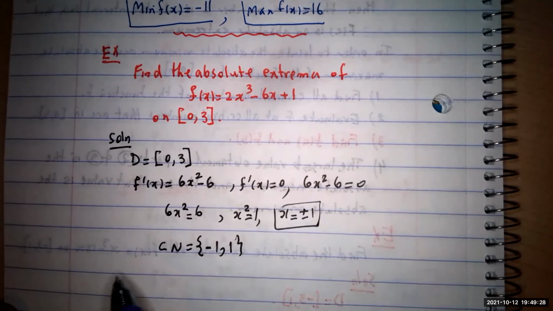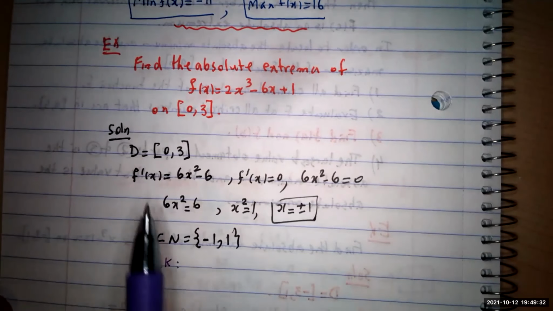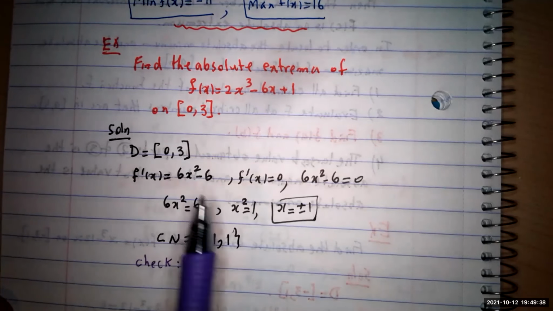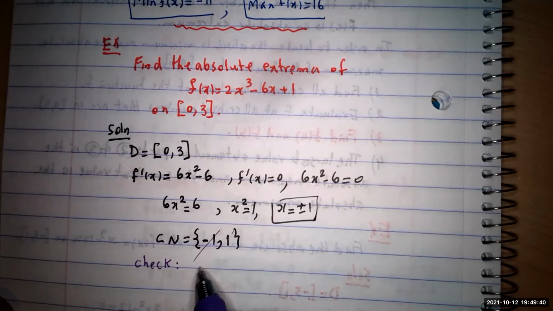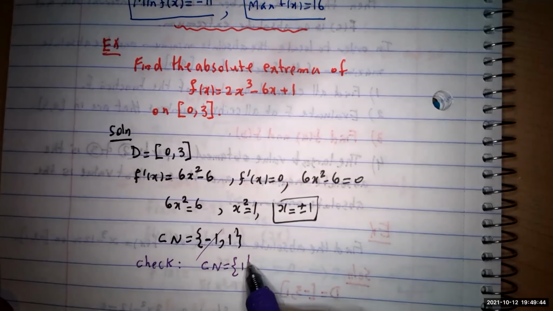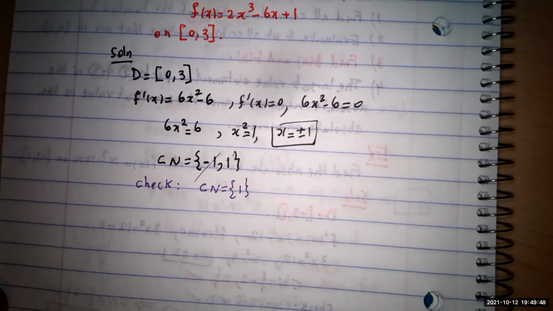Now, quickly compare. So check. If you check, the interval is 0 and 3. As you can see, negative 1 is not in this interval, so you can drop it. So the critical number is going to be only 1. It's not always the case that you drop it, but in these two examples that I gave you, this would happen. This is the way we do it on the test.